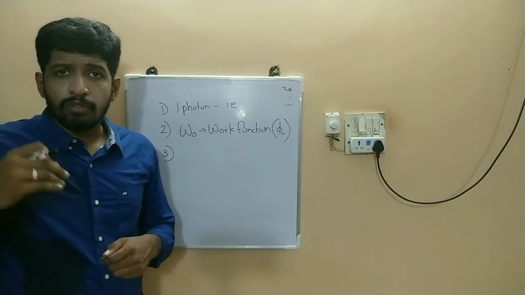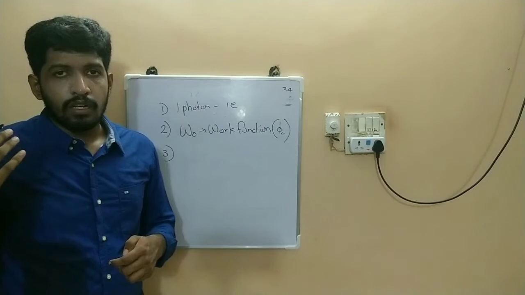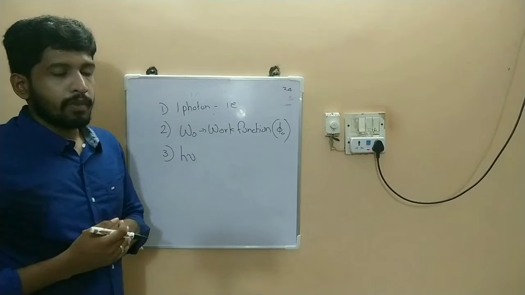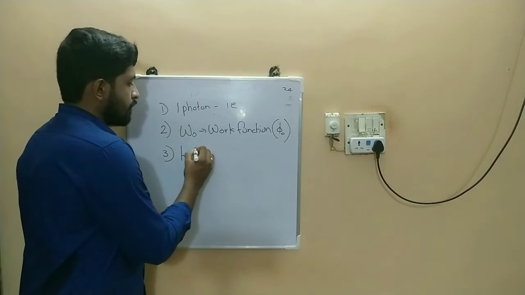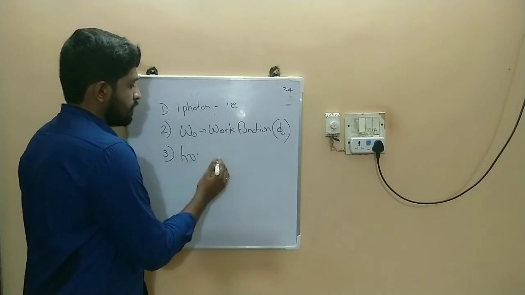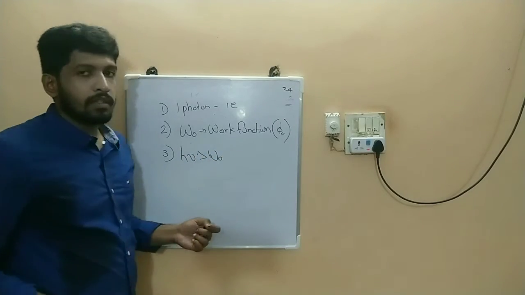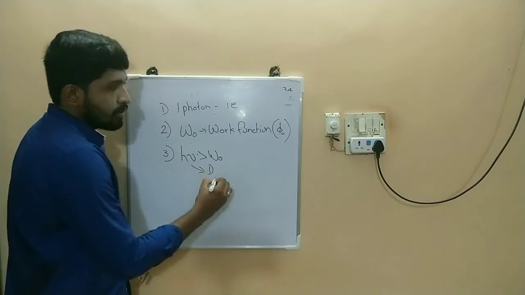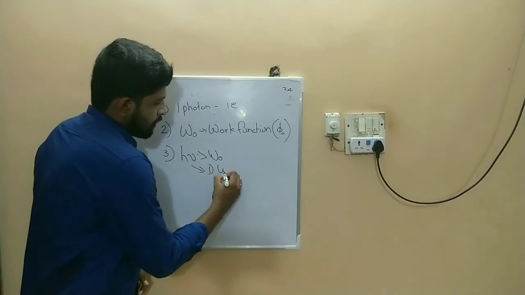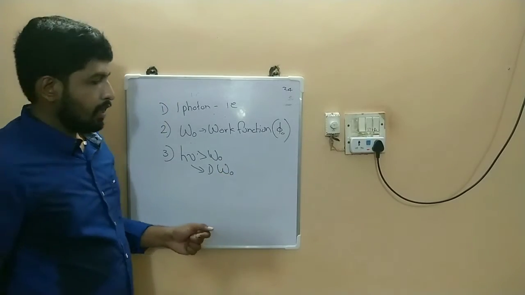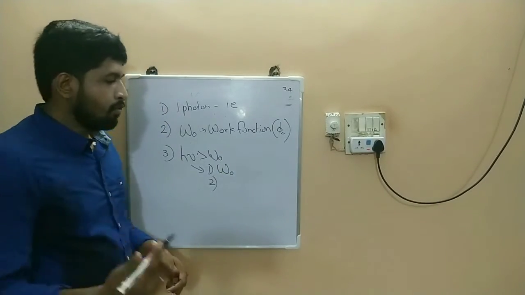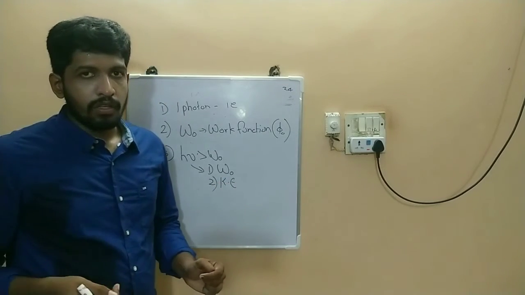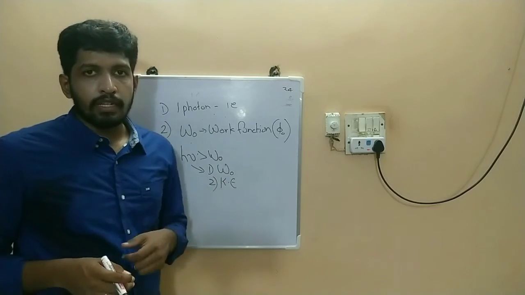What happens if the photon possesses much more energy than the work function? So the energy of the photon, h nu, if it is much greater than that of the work function, then it is utilized for two things. The first is for the expense of the work function itself, and the remaining energy is utilized for accelerating the electron, which is giving a kinetic energy to it.